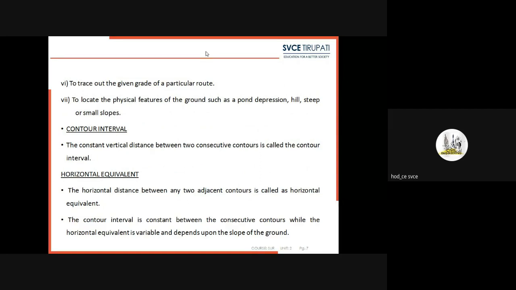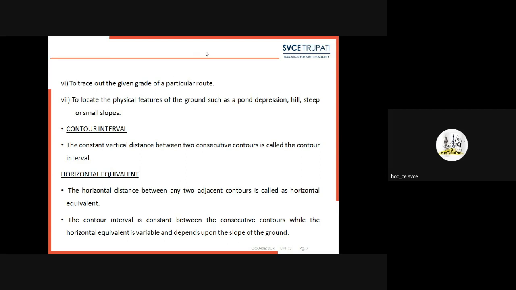And contour interval and horizontal equivalent. So what do these two things mean? Contour interval means the difference between one contour RL and another contour RL. That means the vertical difference between successive contouring lines. The contour interval should be the same at any point, so there is not much variation. Once you select the contour interval, it will be maintained from the start to the end of the line. The contour interval will be the same, right?